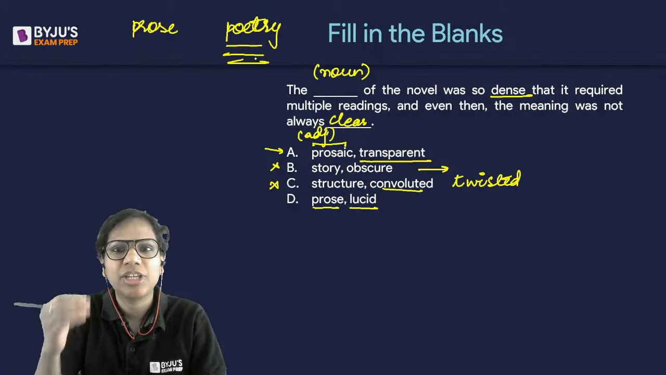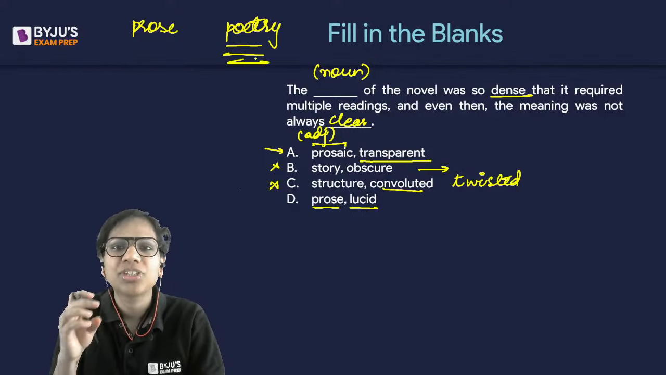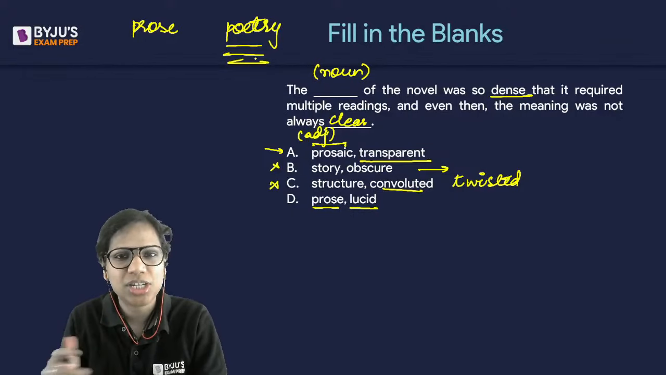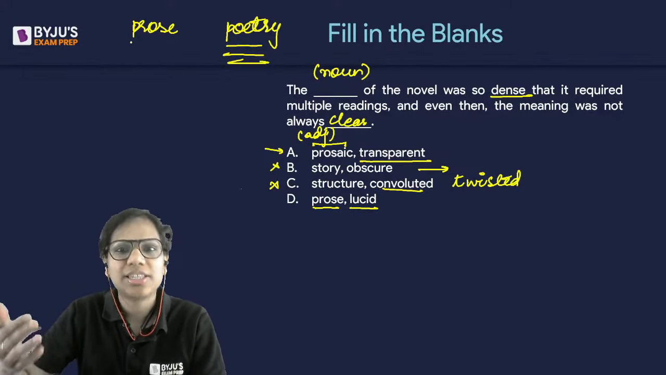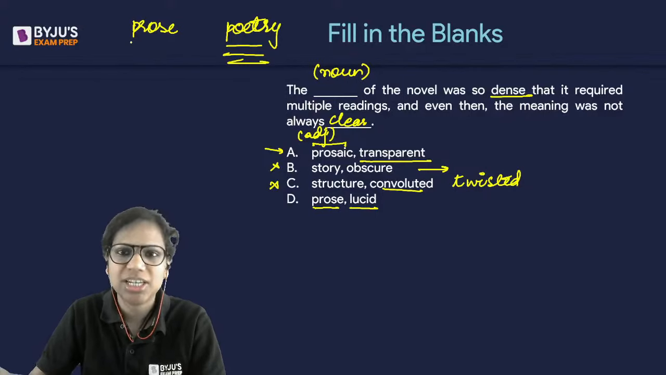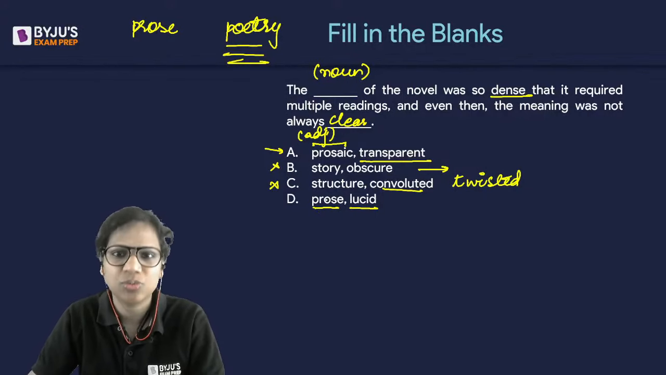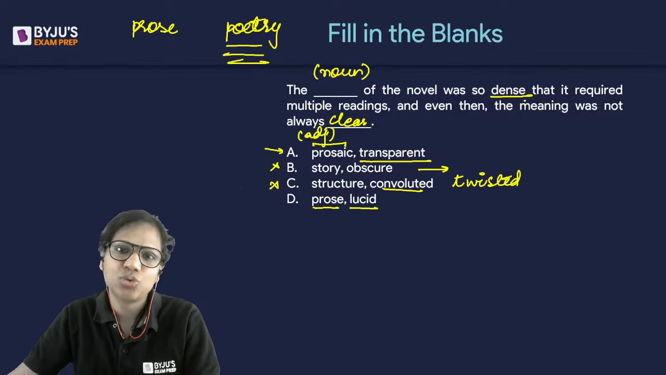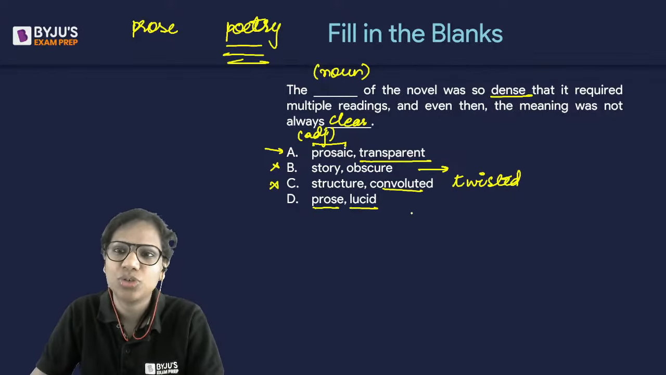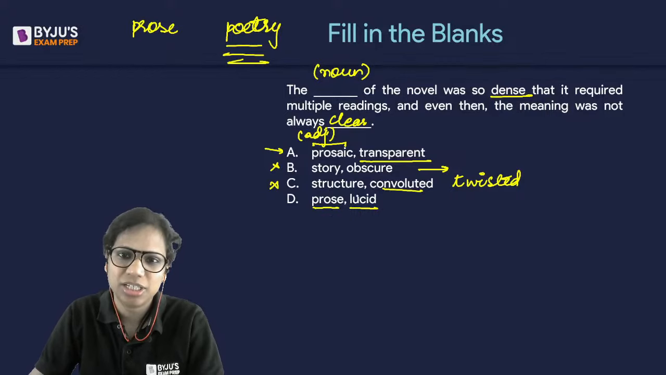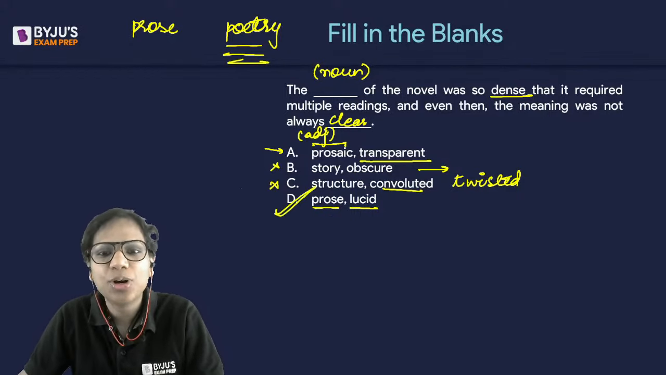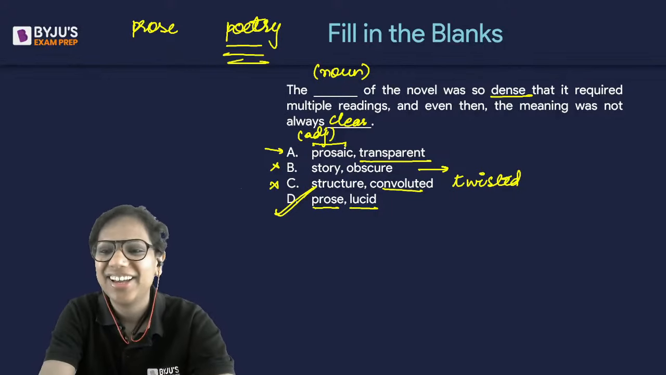Poetry, when you write poems, sometimes using a rhyme scheme, short sentences, separating it into stanzas. Prose, the way you write your essays, your articles, that is called prose, right? So a novel is prose versus poetry. So the prose of the novel was so dense, the text of the novel was so dense that it required multiple readings, okay? And lucid is clear. It perfectly fits here. Okay, what is prosaic?